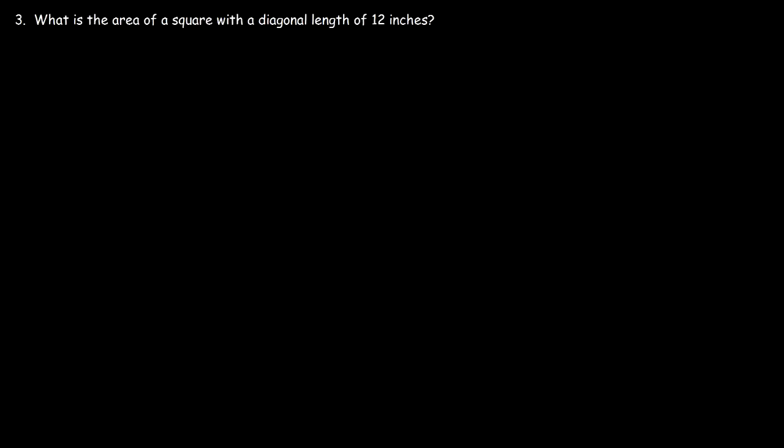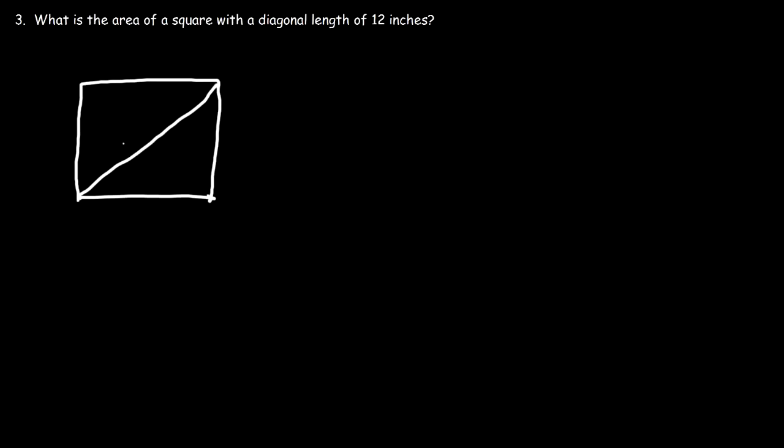What is the area of a square with a diagonal length of 12 inches? So first, let's draw a square. And so this is just a rough sketch of a square. And this is the diagonal of the square. So that's 12. Now let's call this x. All four sides of a square are the same, so this is x.